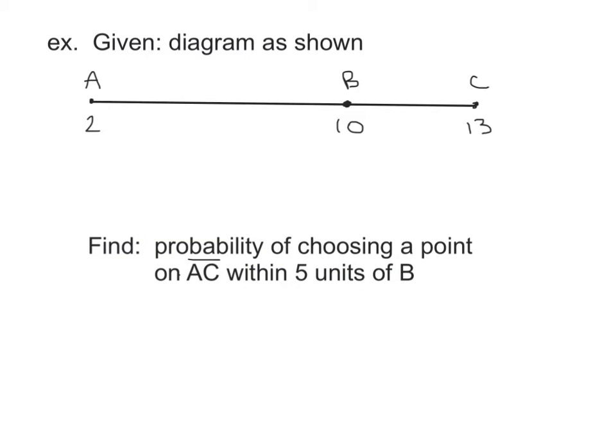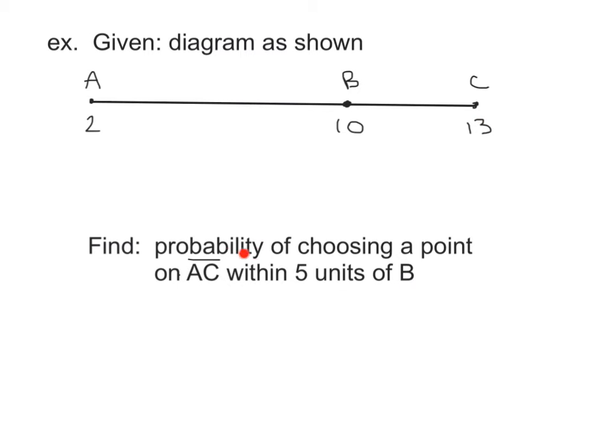Let's look at a geometry example. Here I'm giving you a number line. A number line usually has tick marks on it for all your integer values. I'm not doing that. I'm cutting it off and only putting a couple of points on here. Point A is at 2 on the number line, point B is at 10, and point C is at 13.